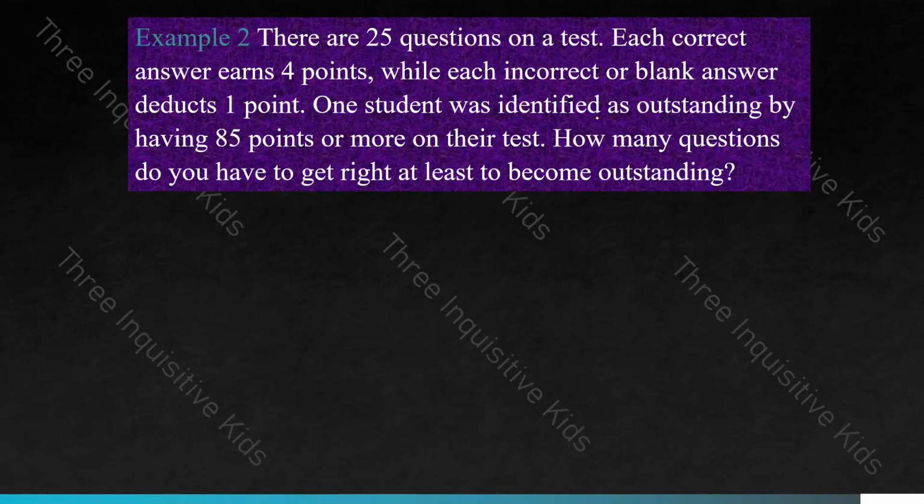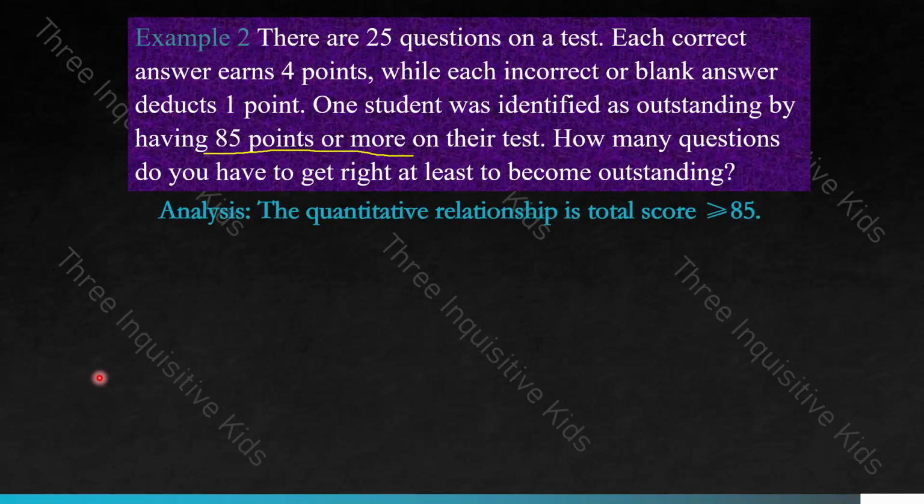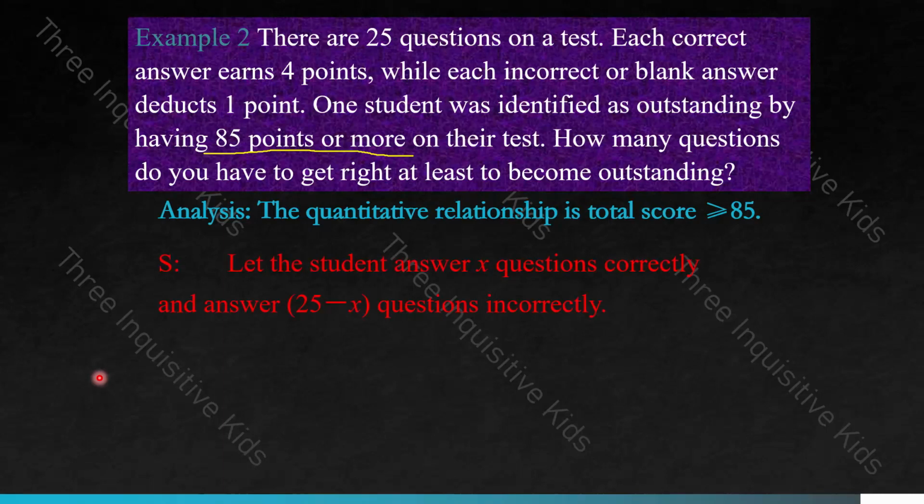So the keyword here is 85 points or more. So it's not saying less than 85 points. You can have 85 points or more on your test. Now, what is the quantitative relationship? This is pretty basic. It's just that your total score has to be greater than or equal to 85 points.